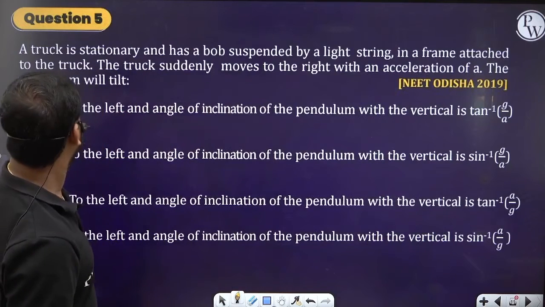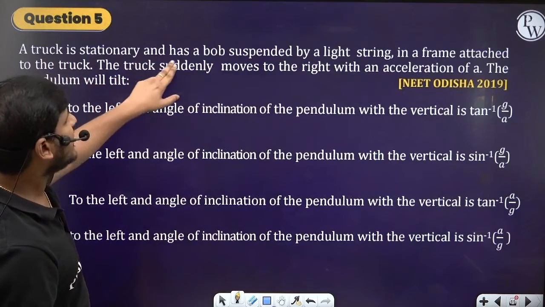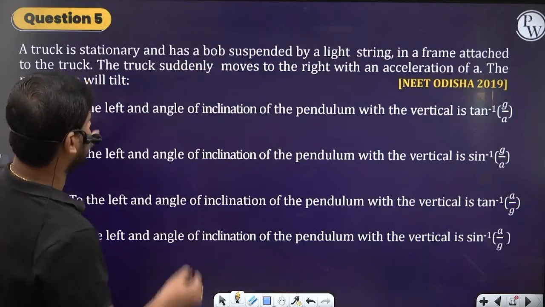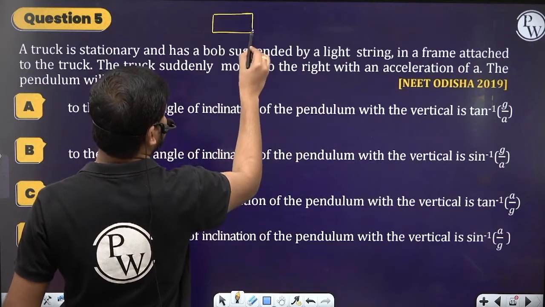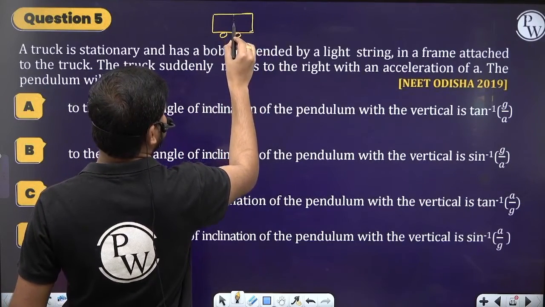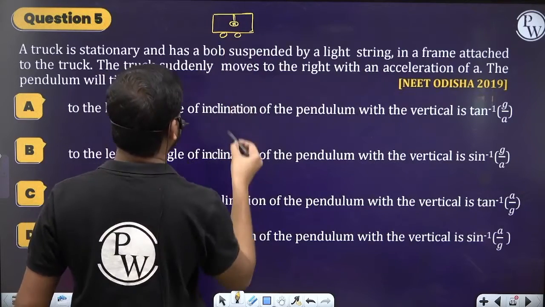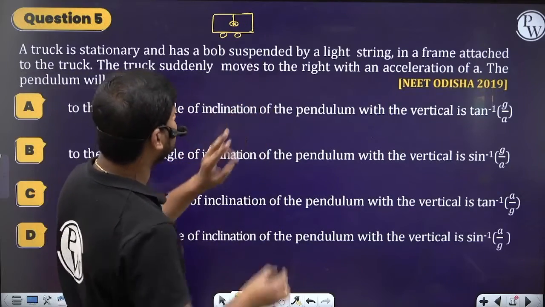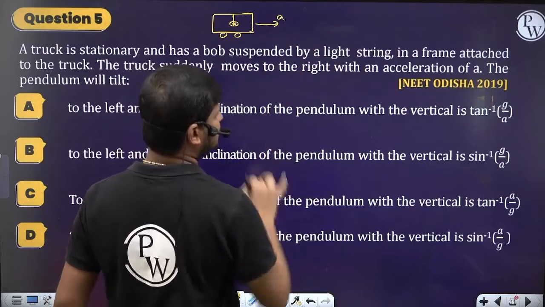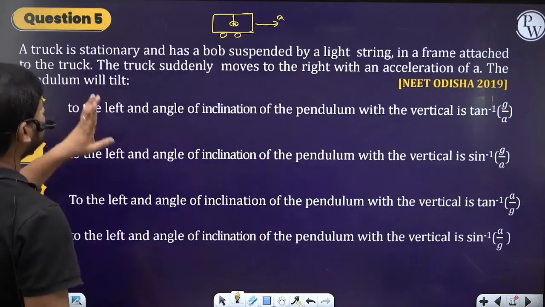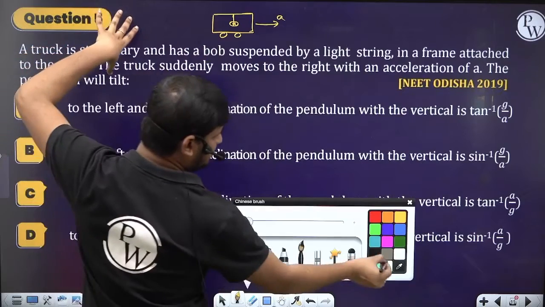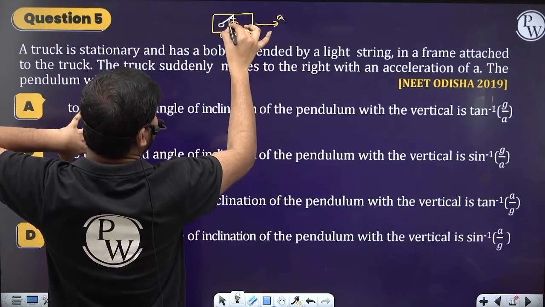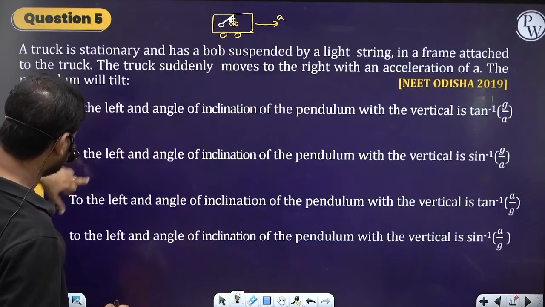Understand the question, guys. A truck is stationary and has a bob suspended by a light string in a frame attached to the truck. So consider this is a truck. Inside the truck there is a ceiling string, and this is a bob of mass m which is attached. The truck suddenly moves to the right, which means it accelerates to the right with an acceleration a. So the pendulum will tilt towards the left at an angle theta.